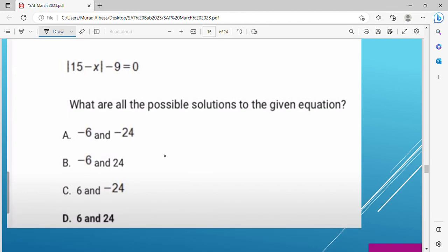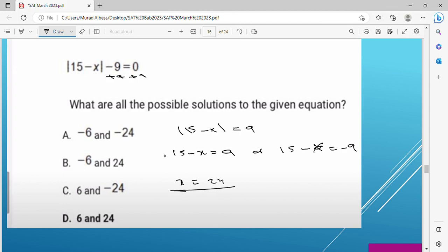The absolute value of 15 minus x, minus 9 equals 0. What are the possible solutions to the given equation? Let me write it in the standard form. So the absolute value of 15 minus x equals 9. That means 15 minus x equals 9, or 15 minus x equals negative 9. From here x equals 6, and from here x equals 24. So that's the answer.